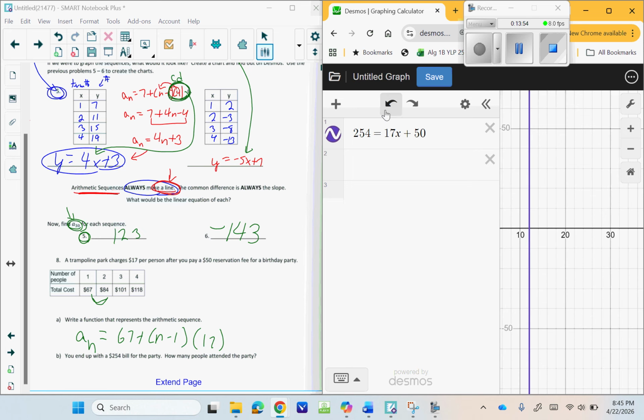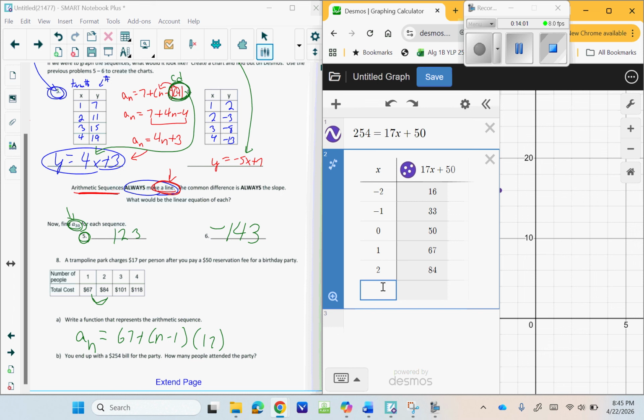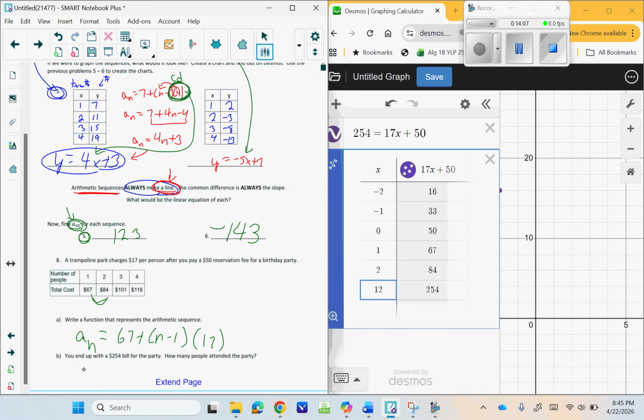So let's see, I'm going to go back. Okay, so right here. So let's just test it. So if I put in 12, do you see that gives us 254? So I can invite 12 people to my party. Okay, that is it.